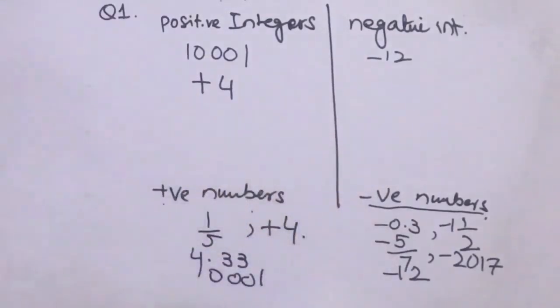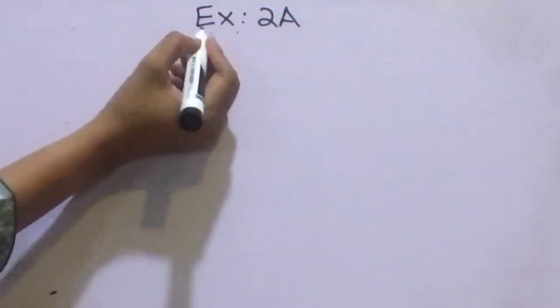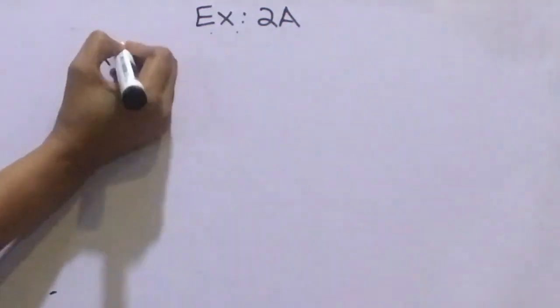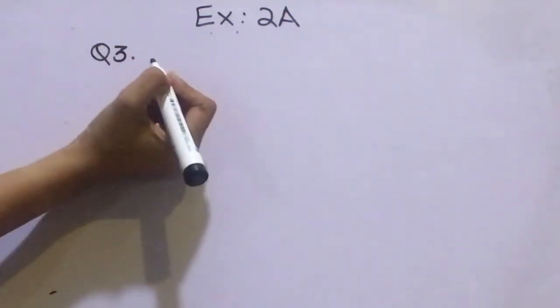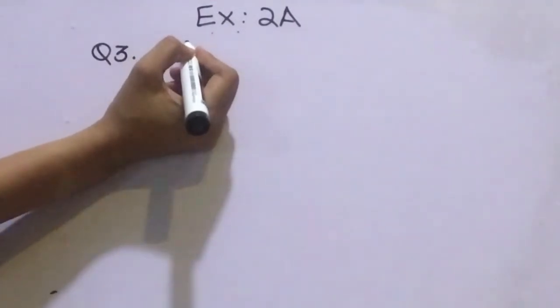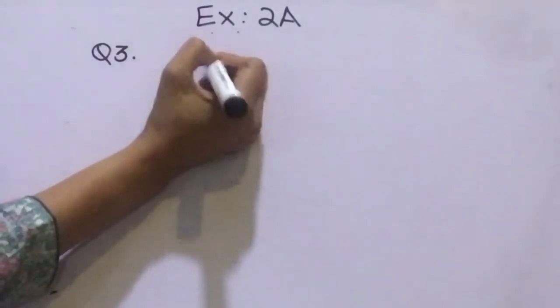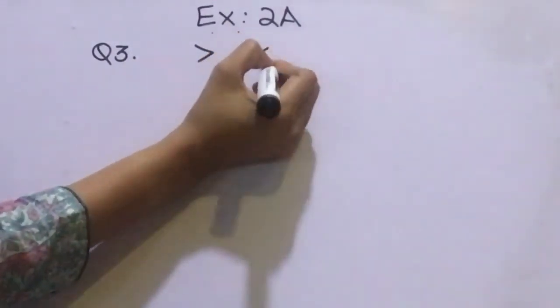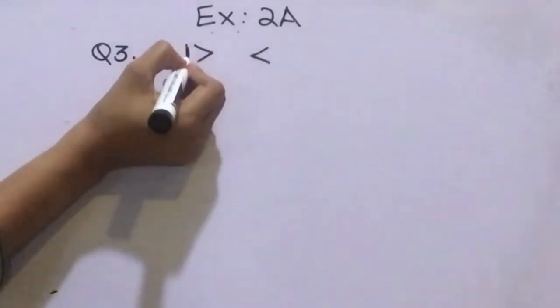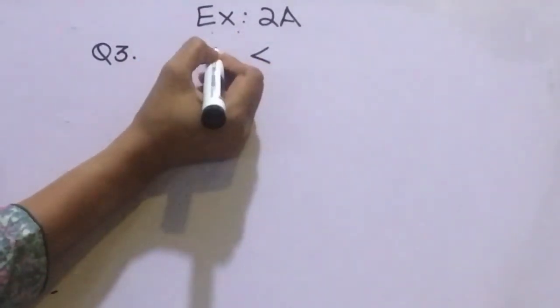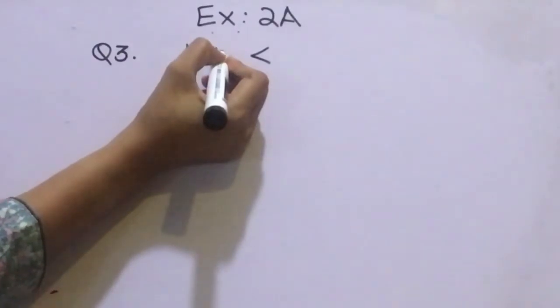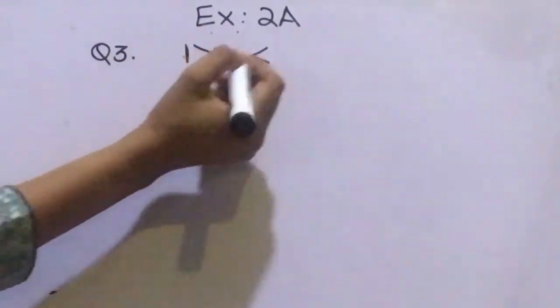Exercise 2A, basic level, question number 3. Fill in each box with greater than or less than. Fill in the blanks with the sign greater and lesser. The open side will be called greater and the closer side will be called lesser or smaller. So fill in the blanks.